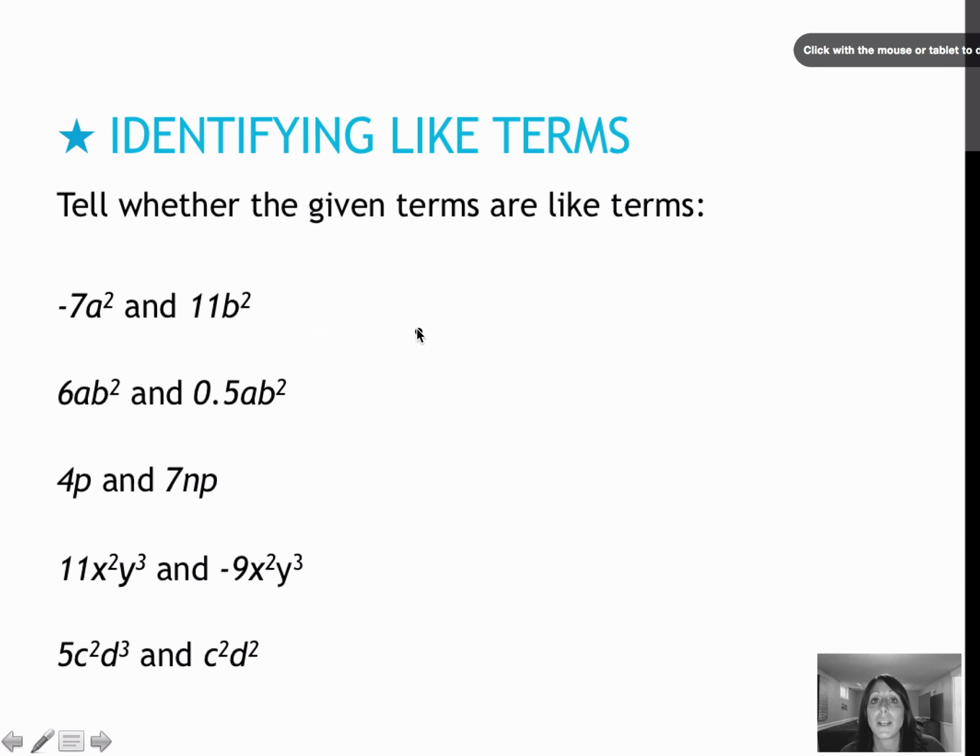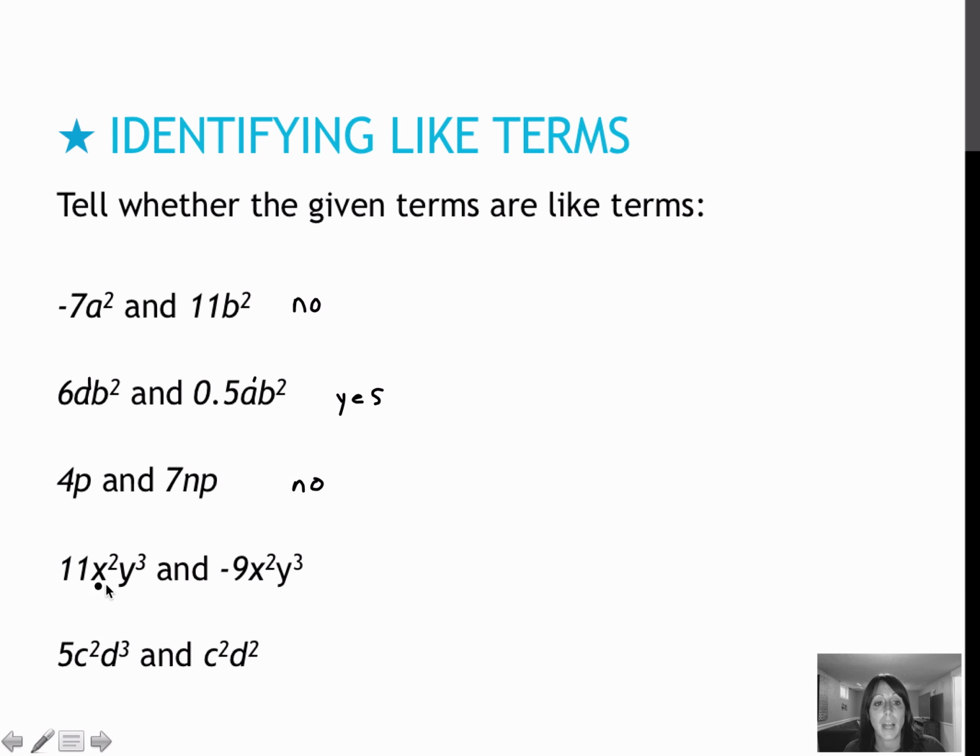My first one should be a no because a squared and b squared obviously are not like terms. My second example, a to the first b squared, a to the first b squared, so yes, these are like terms. My third example, this is p and this is np, so that addition of the n in there makes it so they are not like terms anymore.